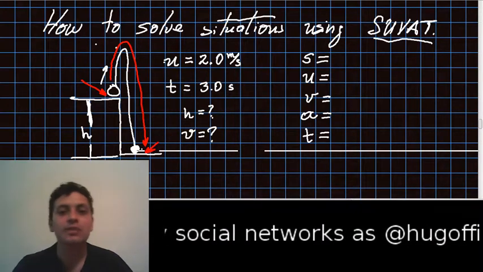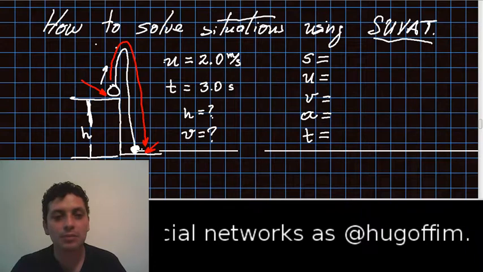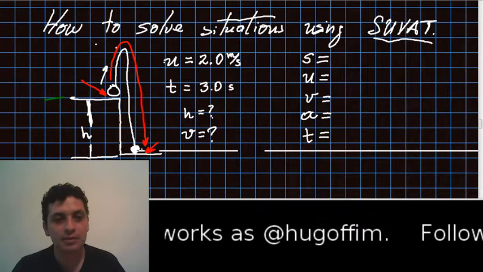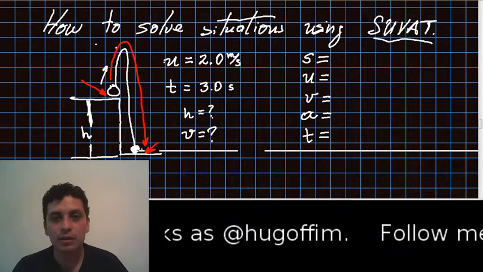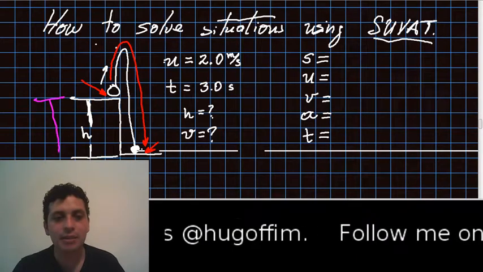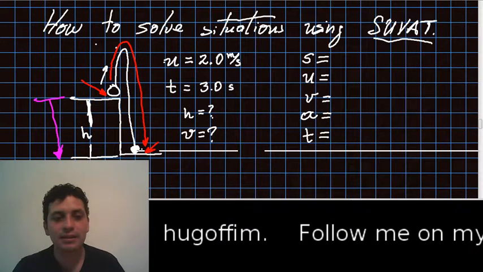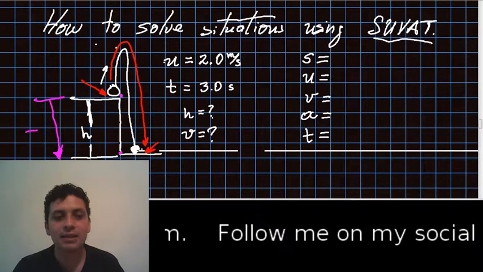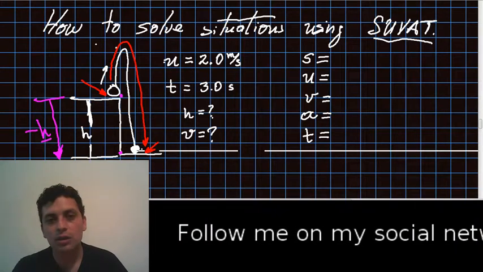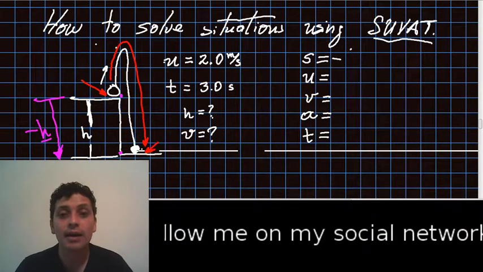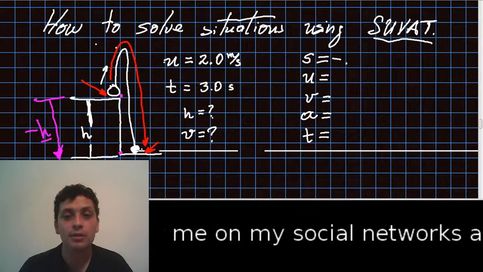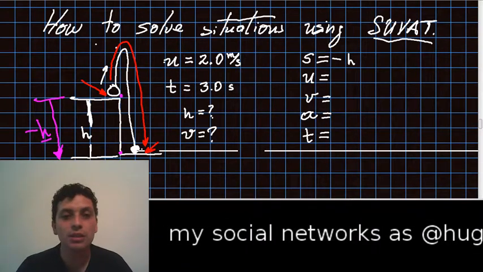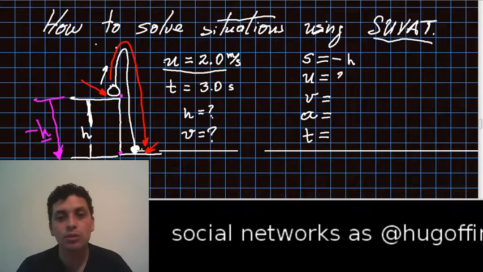S stands for displacement. So in this case, the displacement, I'm going to use this green one, is this distance. It starts on this position, finishes on this position. So the displacement is this distance that in plain terms will be negative h. Remember that displacement has direction, so you should put positive or negative. So negative h. Now u will be the initial velocity, so I stand here, the initial velocity, 2.0 meters per second.